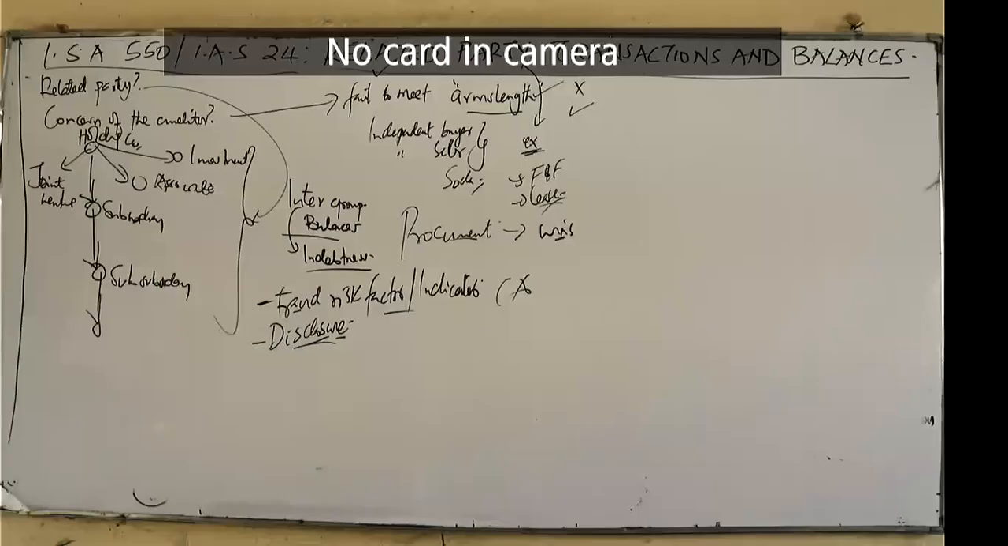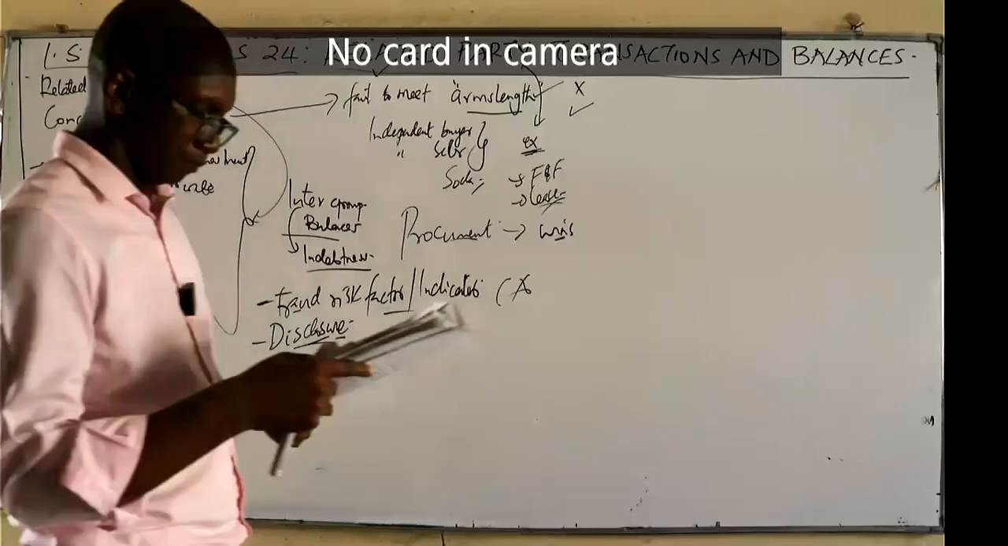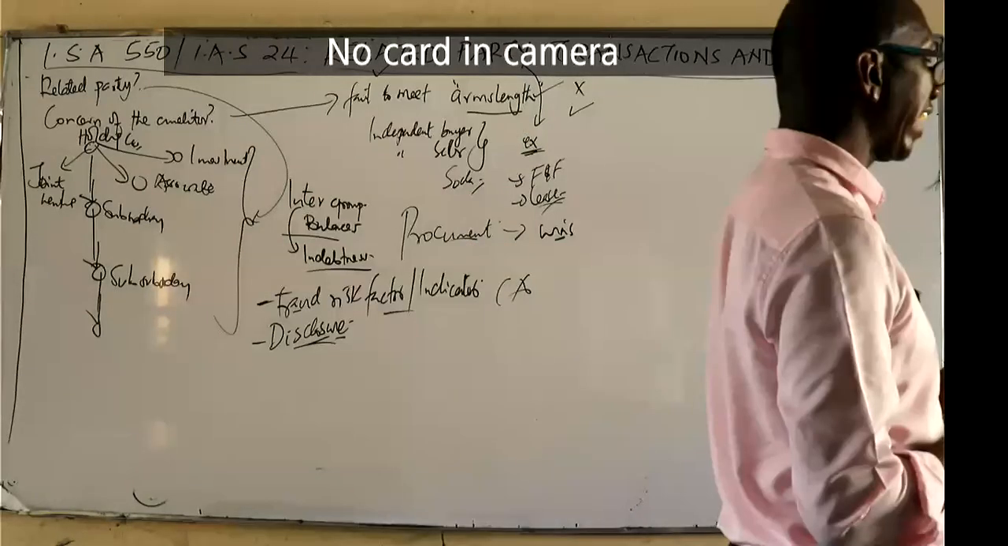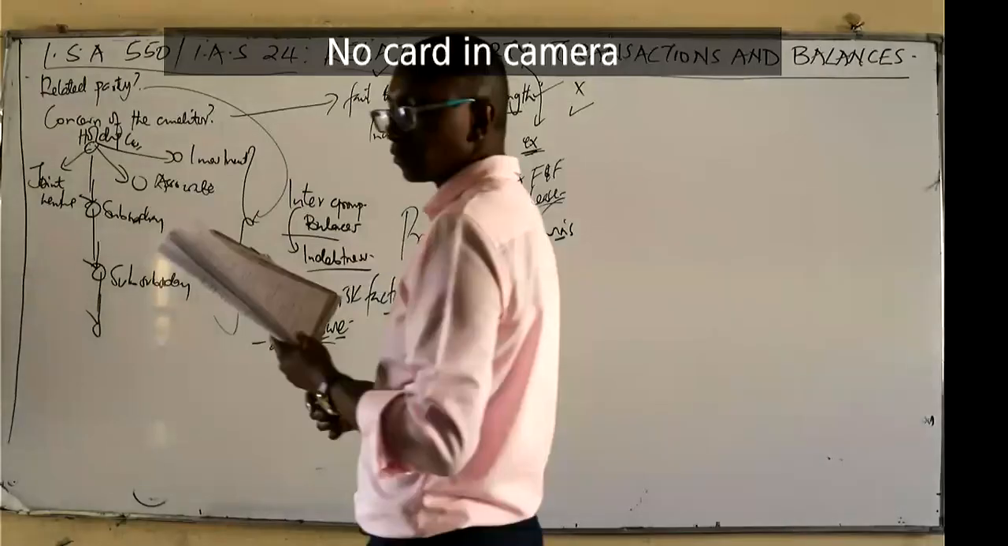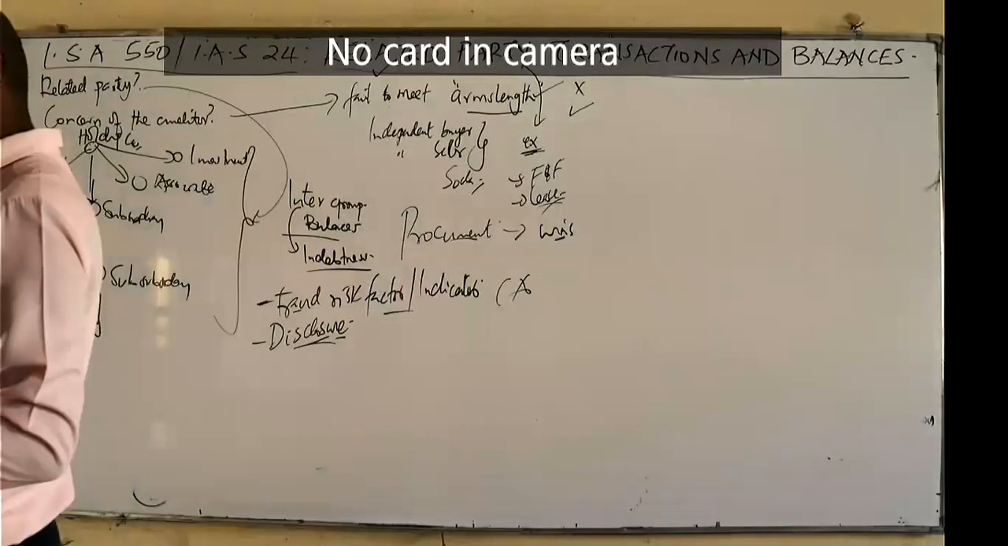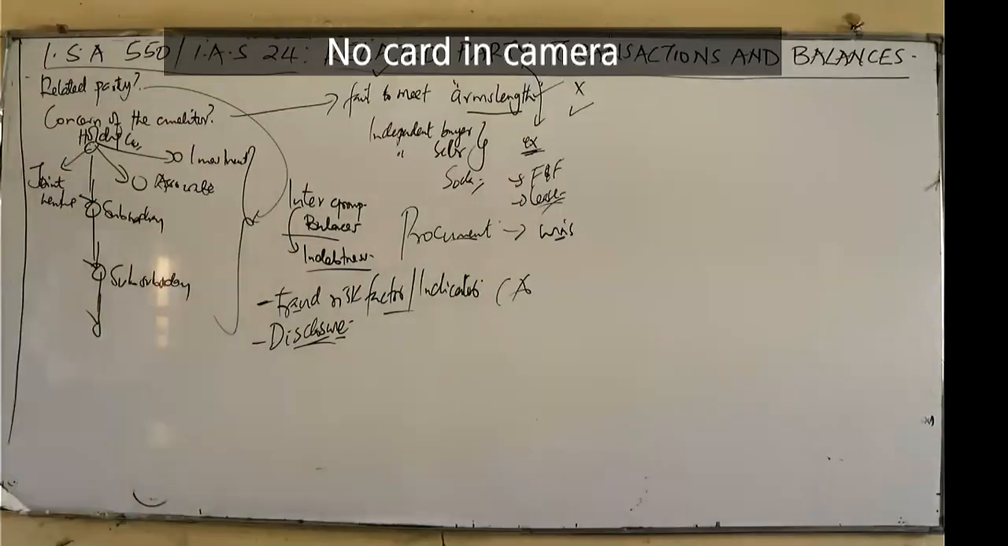So as an auditor, what do we look for to identify any related parties? So I can say, according to IAS 24, a related party is defined as an entity.